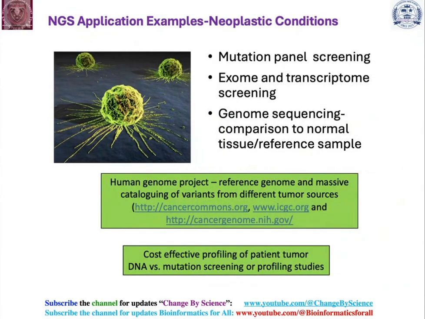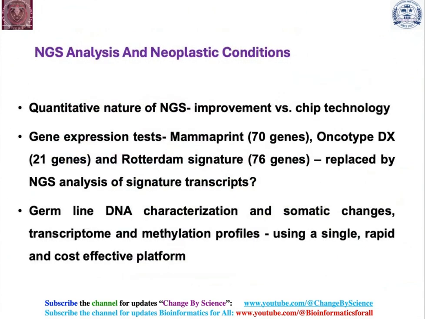Now, NGS application examples, here you can see some other things. Mutation panel screening could be done. Exome and transcriptome screenings are easily done in a short time period. Genome sequencing comparison to normal tissues and reference samples could be done. Now, the analysis part is basically the quantitative nature of NGS, like improvement versus chip technology, gene expression tests, germline DNA characterization and somatic changes. Transcriptome and methylation profilings are easily done using single, rapid and cost-effective platforms.